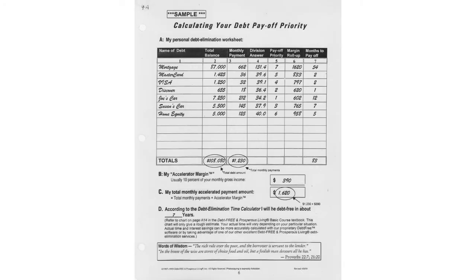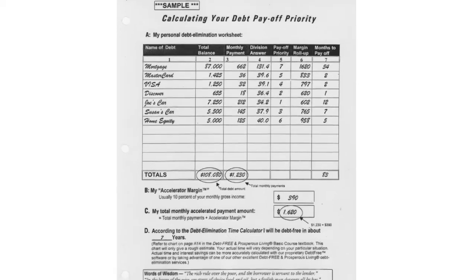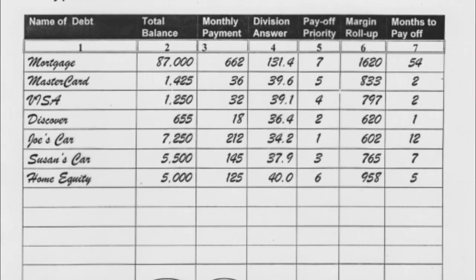So we're going back to this calculating your payoff priority page. Right now we have the first 3 columns already done, so now we're going to do column 4. You're going to look at that and say, well, what does this mean? It's just a number that we're going to use to help calculate the priority that you pay off, so you know which one to pay off first.